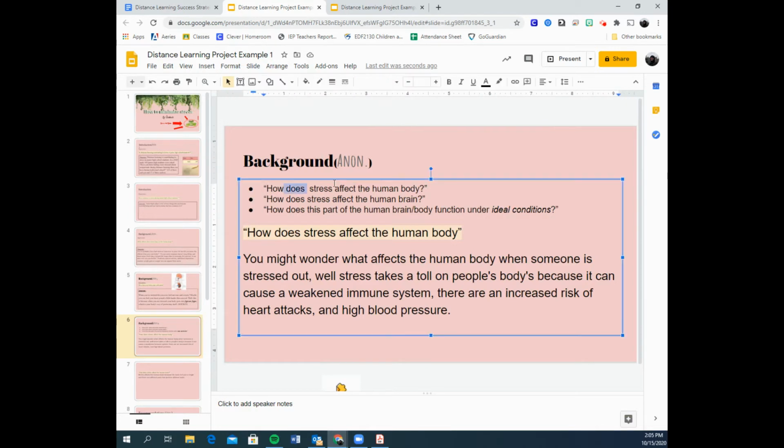Okay. So we've got how does stress affect the human body? How does stress affect the human brain? How does this part of the human brain or body function under ideal conditions?